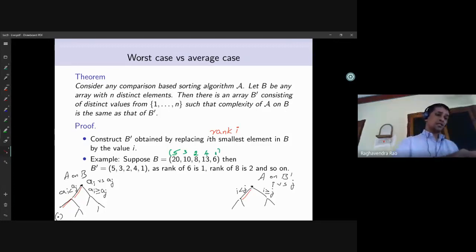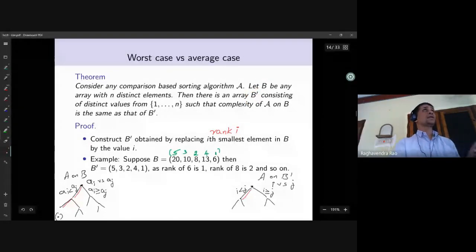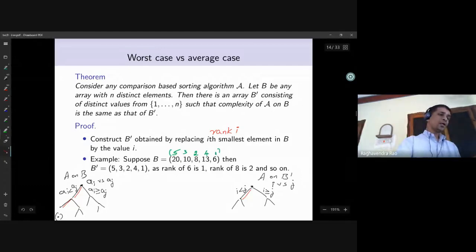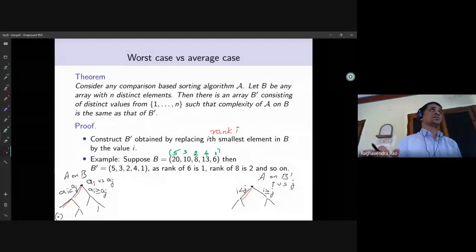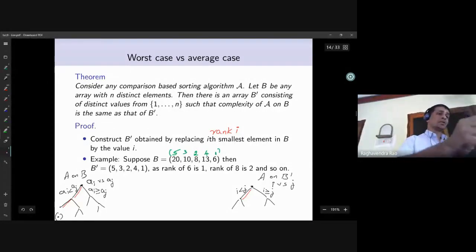Now from this construction, what I have written in the statement here is one more thing. If you consider any permutation of it, the behavior is the same if you apply the corresponding permutation of B on B prime. So they are equivalent in that sense. So if you permute B, you can apply the corresponding permutation on B prime. That is going to be your array on 1 to n, which has the same complexity as the permutation of B. So there is a bijective correspondence, which I haven't stated in the statement here.